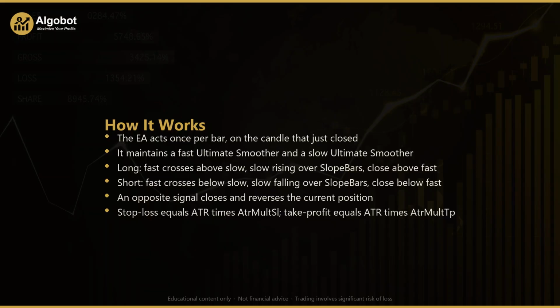Finally, risk is defined with the average true range. When a trade opens, the EA measures the current ATR and places the stop loss at that ATR multiplied by the AtrMultSl input, which defaults to 2. The take profit is placed at the ATR multiplied by the AtrMultTp input, which defaults to 3. With those defaults, the target sits farther away than the stop, giving a reward to risk shape of 3 to 2. Because both distances scale with volatility, the strategy widens its brackets when the market is active and tightens them when it is calm. Remember, trading involves risk, and losses do occur.